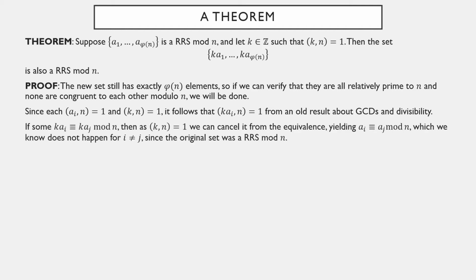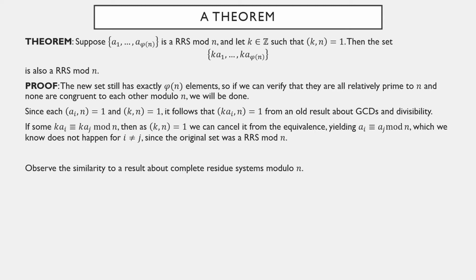However, let's suppose two of them are equivalent to one another. Well, if I assume these two elements from my new set are equivalent mod n, notice I have a shared factor of k here. But k is relatively prime to the base, so I can cancel it no problem, from which I will extract that the original elements a_i and a_j were equivalent mod n, but that doesn't happen because the original set was a reduced residue system. No two elements were equivalent.